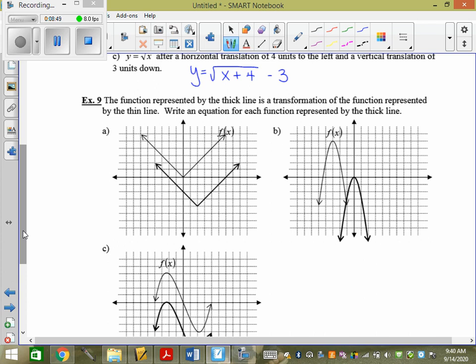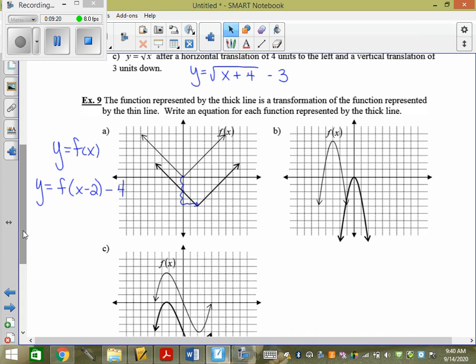Okay, so we have to read. Which one is the transformed one? The function represented by the thick line is a transformation of the thin line. So we start here, and we have to go 1, 2, 3, 4 down, 2 right. Now remember, the original equation is f of x. So it's going to become y equals f of x minus 2 minus 4. Did you get that?